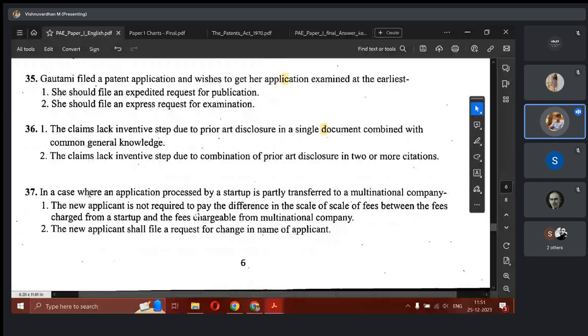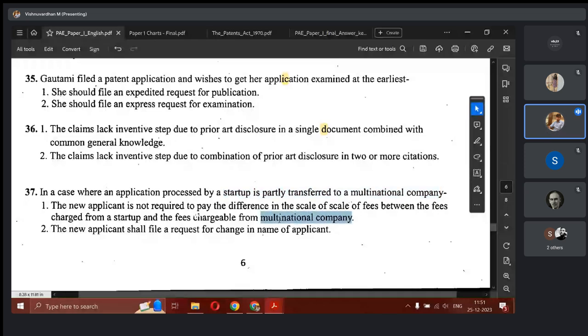In a case where an application processed by a startup is partly transferred to a multinational company. So we already saw where a multinational is transferring to a single person. Now a startup is transferring to a multinational company. The new applicant is not required to pay the difference in the scale of fees between the fees charged from a startup and the fees chargeable from an MNC.